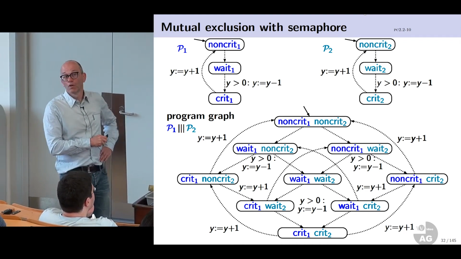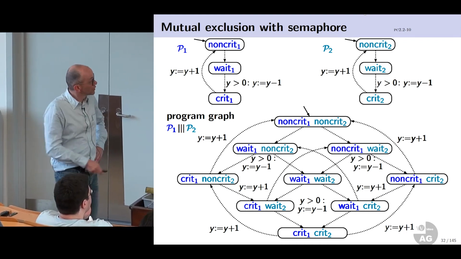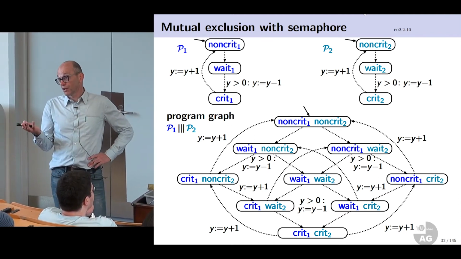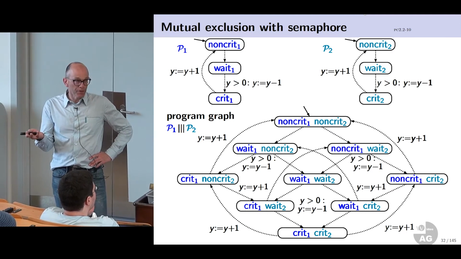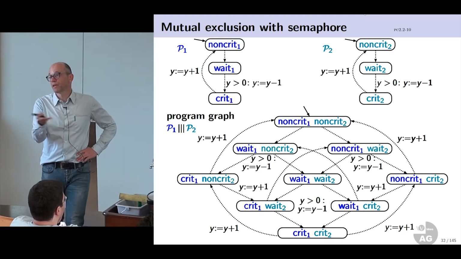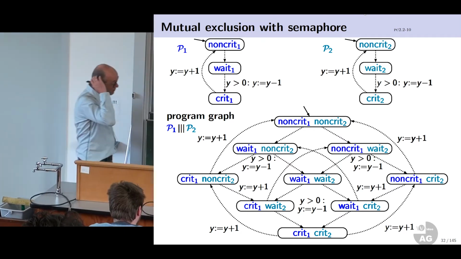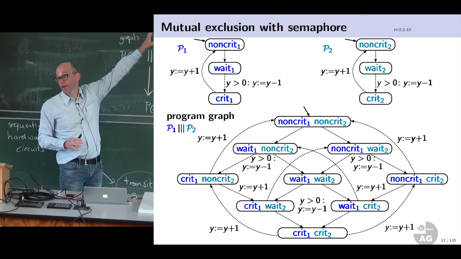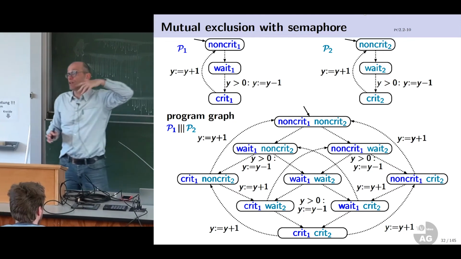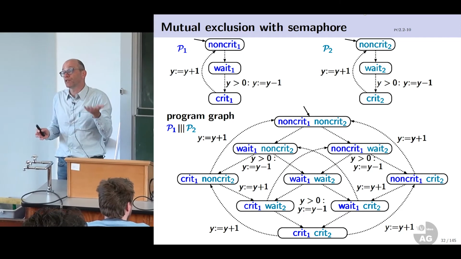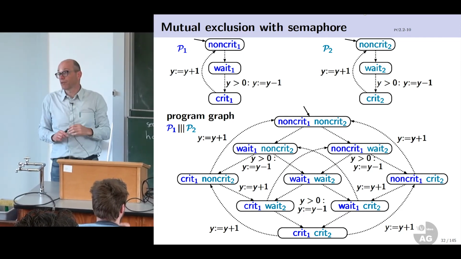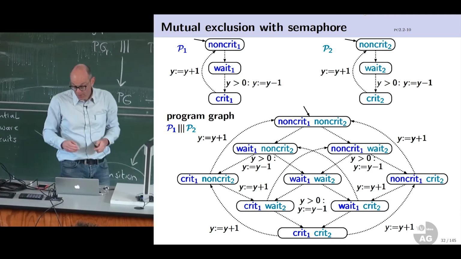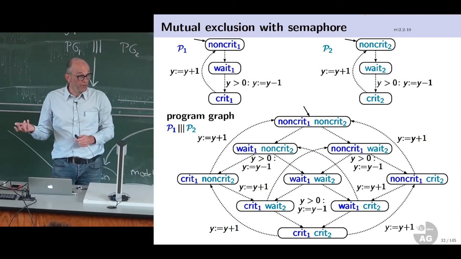What is the critical location? The critical location is this one, because this states that both threads are in the critical section. And this is typically something you would like to avoid, right? Because that means that both threads can modify the shared variables at the same time. So in the program graph, this is reflected. Now the question, of course, is: is this possible? Is this a true mutual exclusion algorithm in the sense that we can never reach a state in which both threads have access to the shared variables?